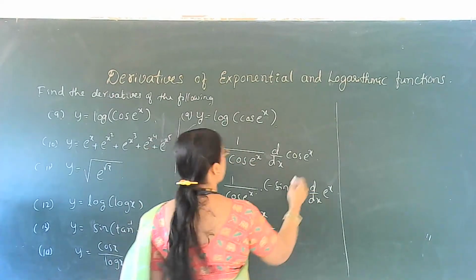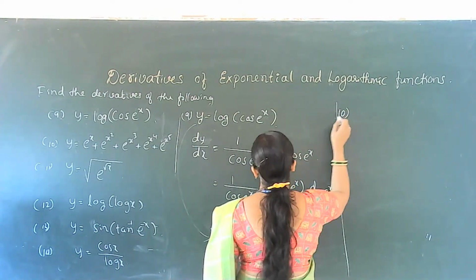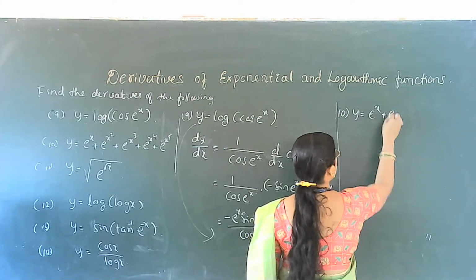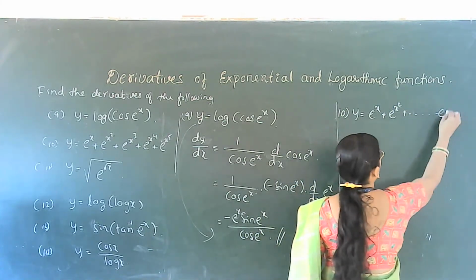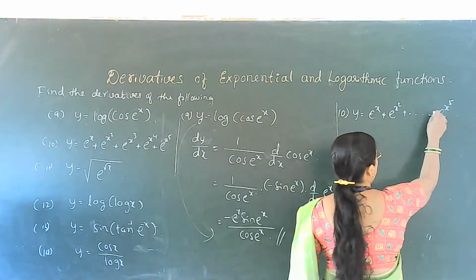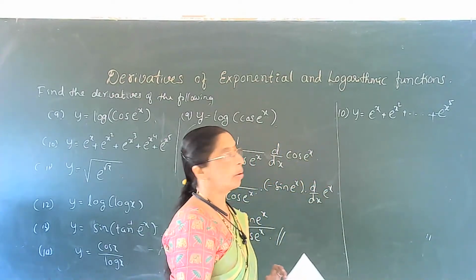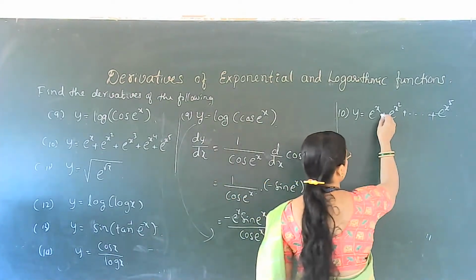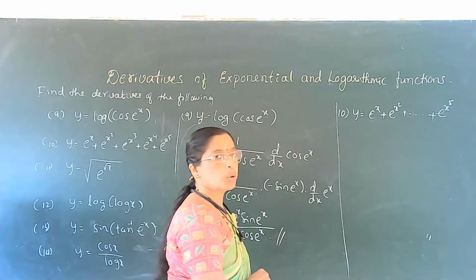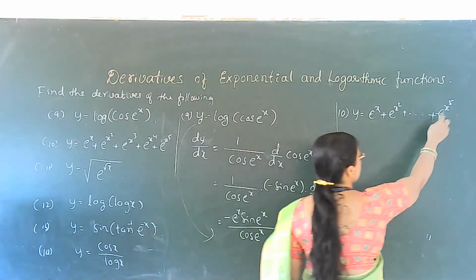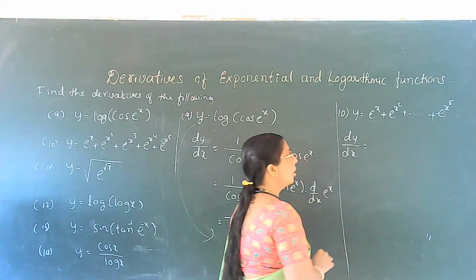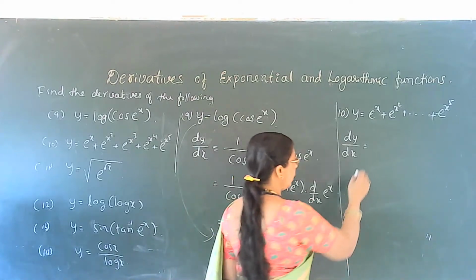Next problem is ten. y is equal to e to the power x plus e to the power x square, etcetera, up to e to the power x to the power 5. We have to find the derivative of this. The series is increasing with the power x, x square, x cube, and last is x to the power 5. Then dy by dx is equal to, I write the derivative of this function directly.